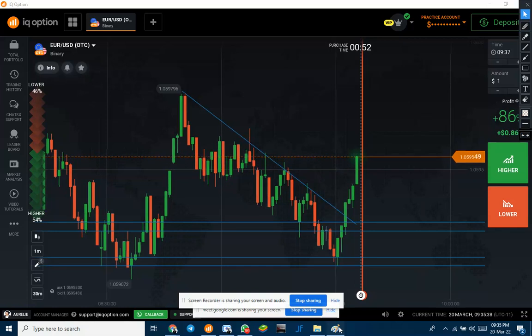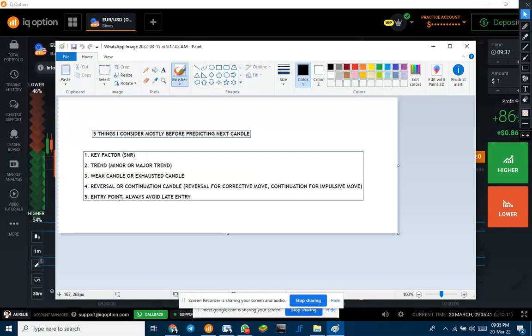So what next? Entry points. Always avoid late entry. This is the most important thing in trading. Honestly, I can predict nine candles on the board. The problem is the way I enter the market, my entry point.